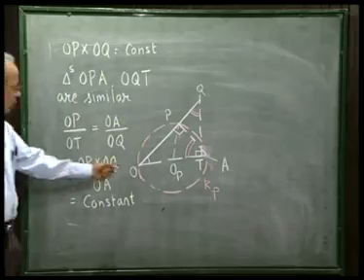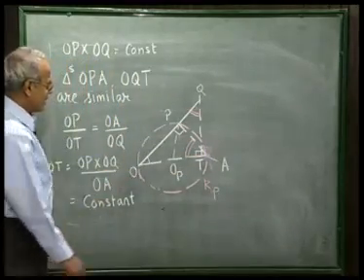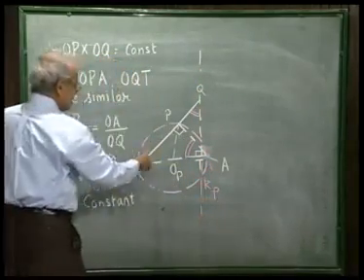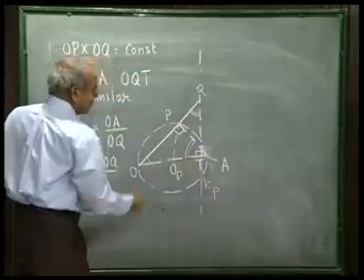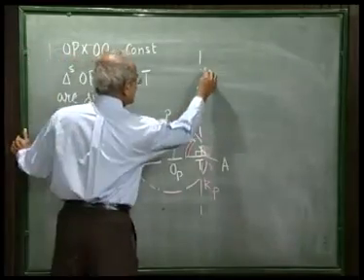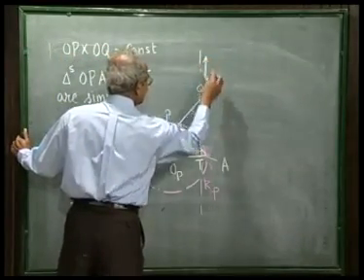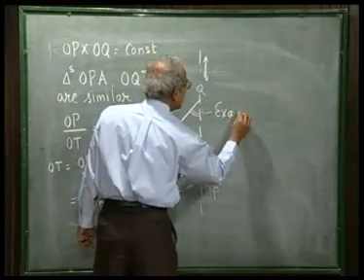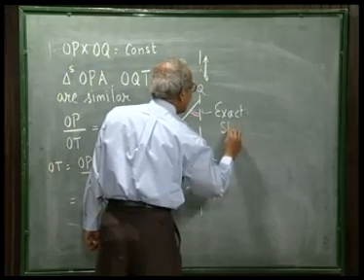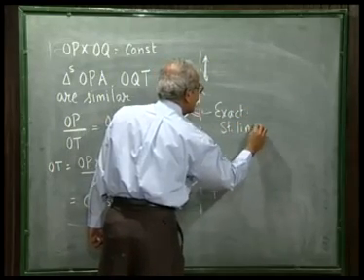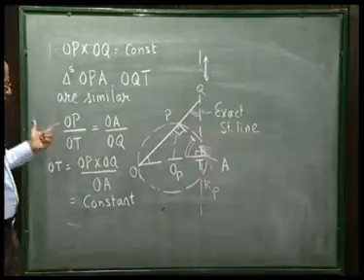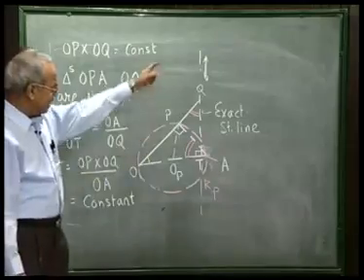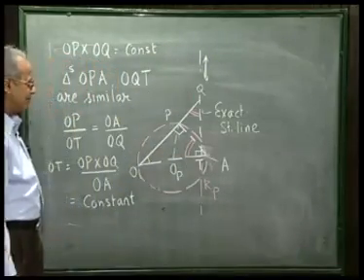What is the implication of OT remaining constant as the point Q moves? That Q must be moving along this straight line such that the projection of OQ on OA remains constant. So, Q is generating this exact straight line. So, this is a special case of that inversion, when the circle generated by Q becomes a circle of infinite radius, that is a straight line.